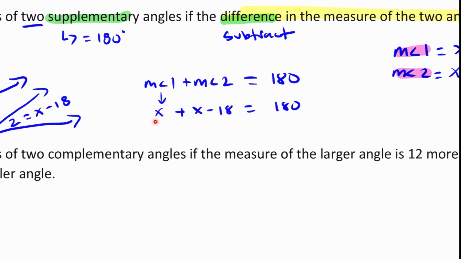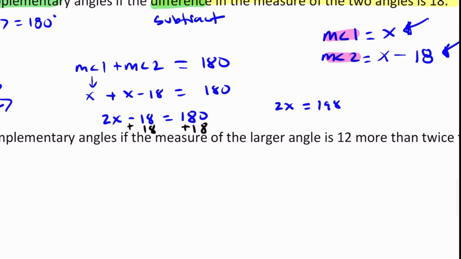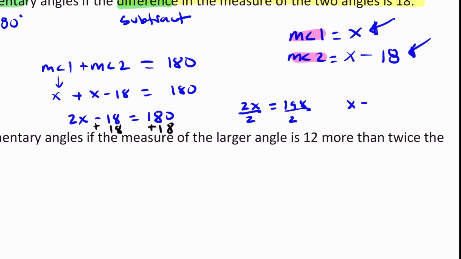All right, so now I have x plus x. I can go ahead and combine the like terms here. Well, how many x's do I have? Well, I have 2 x's. So x plus x is 2x minus 18 equals 180. And then I'm going to go ahead and add 18 to both sides. So I have 2x equals 180 plus 18. That's 198. And then I'm going to divide both sides by 2 here. And I get x equals 99.